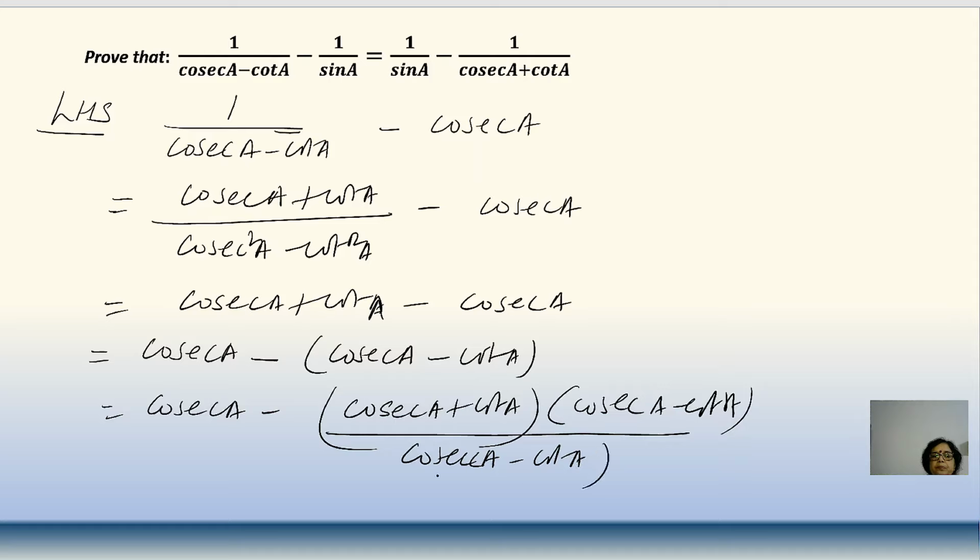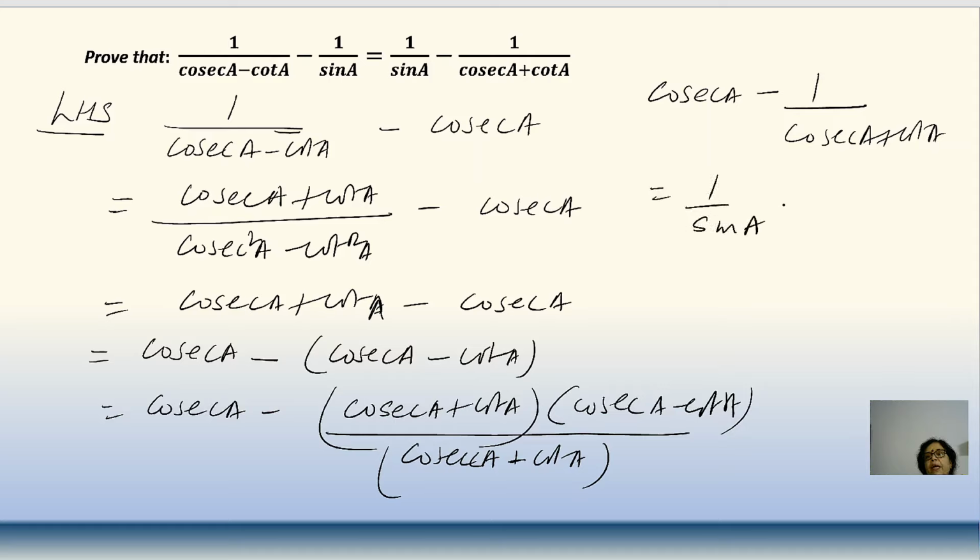So now this numerator becomes cosec square A minus cot square A, that is 1, and we are left with cosec A minus 1 by cosec A plus cot A. So this is equal to cosec A, which is 1 by sin A, minus 1 by cosec A plus cot A. So this is the right hand side which was to be proved. So this way we can prove this.